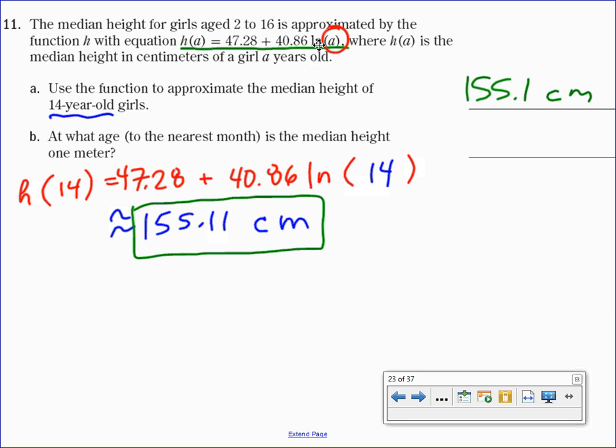And next, at what age to the nearest month is the median height 1 meter? So this time, what am I going to do? Adam?